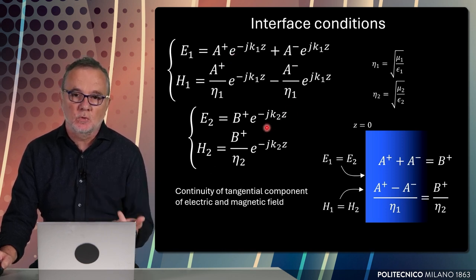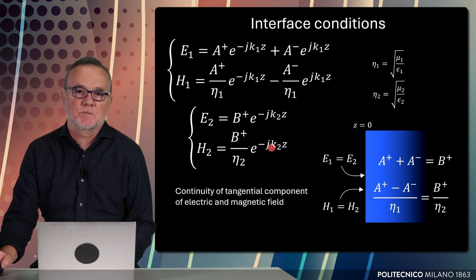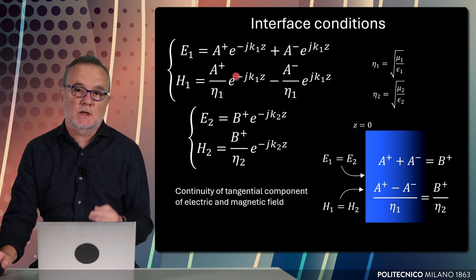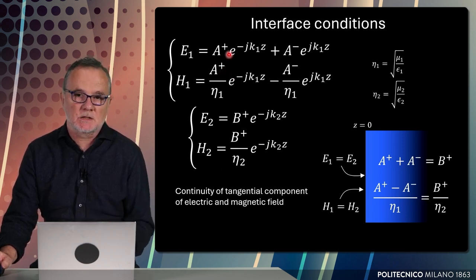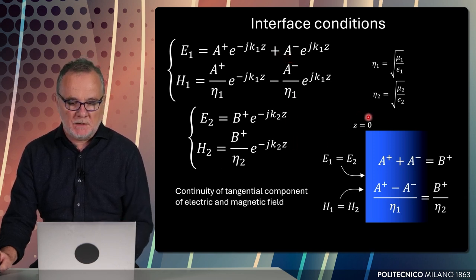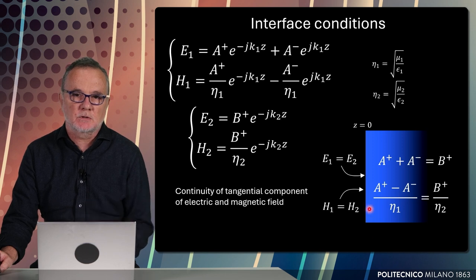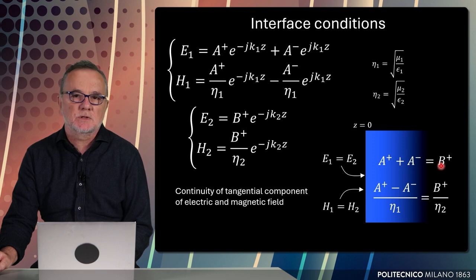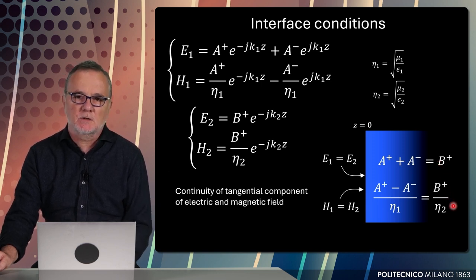So in material 2, there is a single coefficient B plus that is associated to the amplitude of the wave, and then there are two fields, E and H. Similarly, in material 1, there are two waves and two coefficients, one per wave. The first coefficient is A plus, the incident wave. The second coefficient is A minus, the reflected wave. So what happens at the interface? We have the conservation of the tangential component of the E field and of the H field. The interface is set at z equals 0, so we substitute z equals 0 and obtain two relationships between the coefficients.